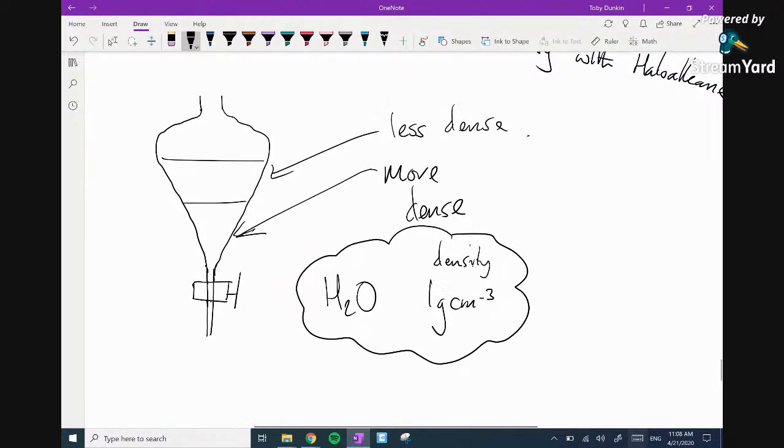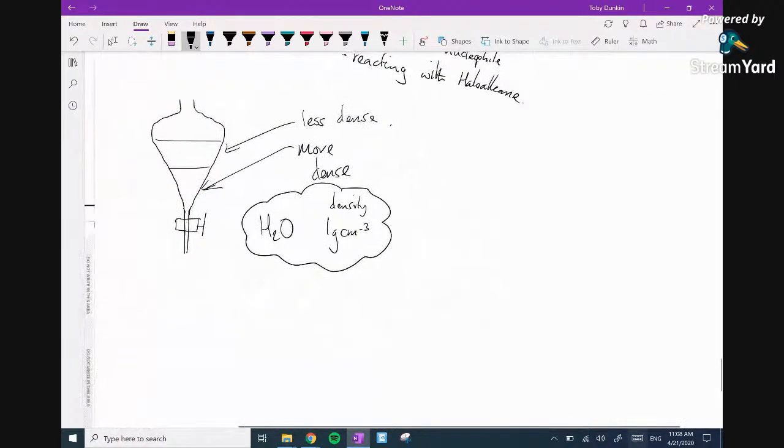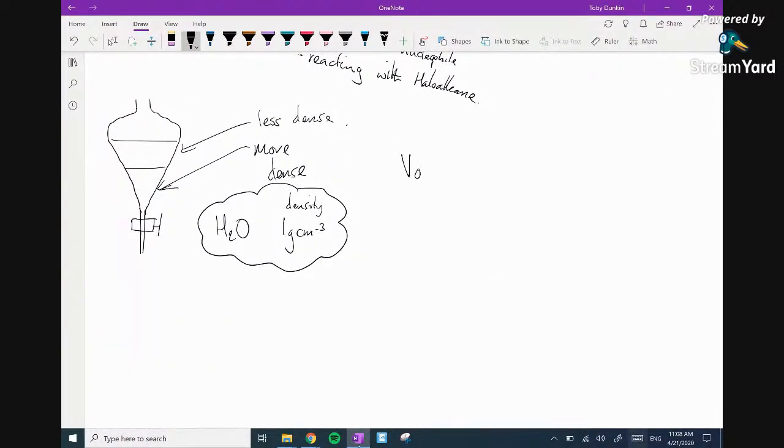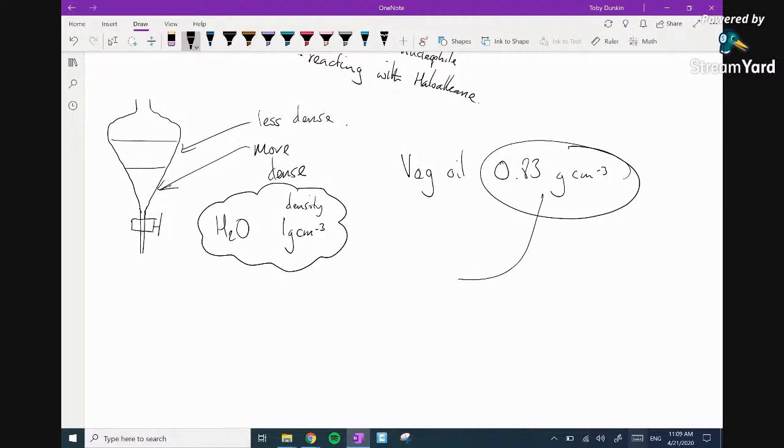So if they gave you something like vegetable oil, which has a density of about 0.83, it does depend on the density of the oil, of course. Maybe it's a bit higher, it depends on the vegetable oil, but vegetable oil tends to float. It's less, 0.83 grams per centimeter cubed. So we now know that that one is smaller than that one, so the veg oil goes on top.